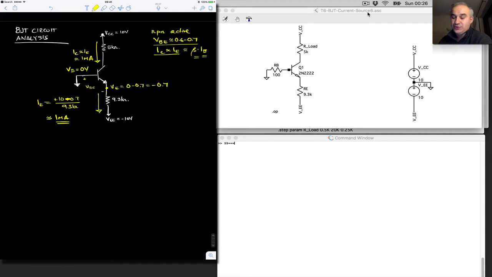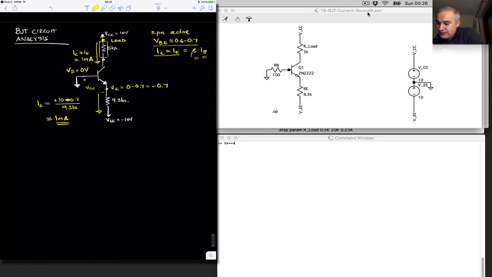Again, this is also another current source. Why is that? Because finding this current was independent of RC, so if you put a load here, you are going to be able to source that current to the load from VCC. Actually, in the NPN, we say that it is sinking current at the emitter. Now, what is the voltage at the collector? The voltage at the collector is 10 volts minus 5k times 1 milliamp, so it's going to be approximately 5 volts.